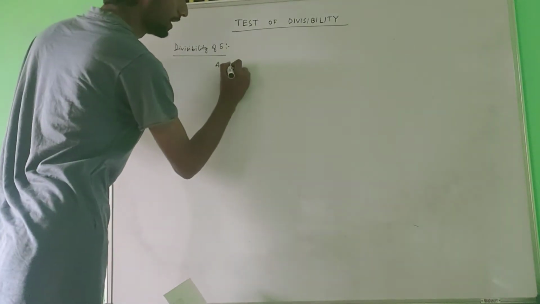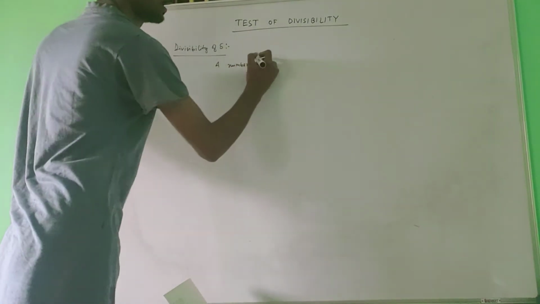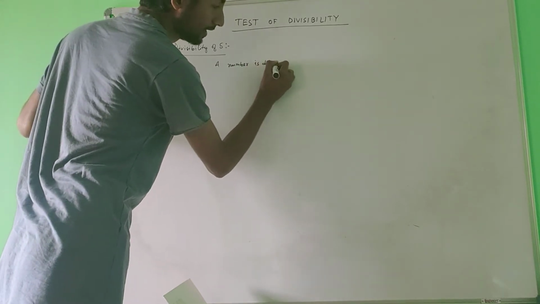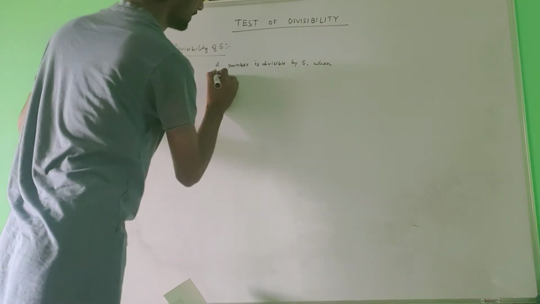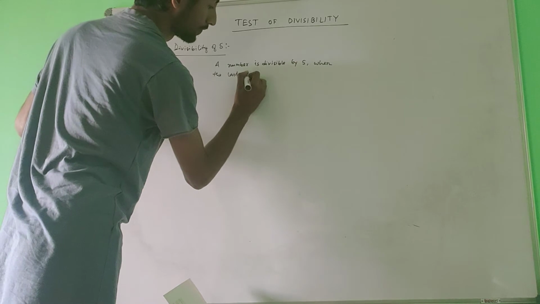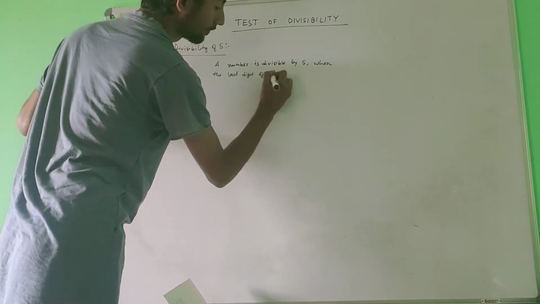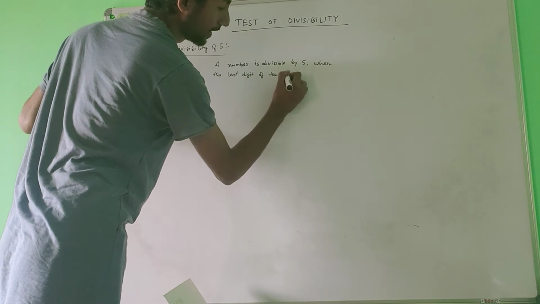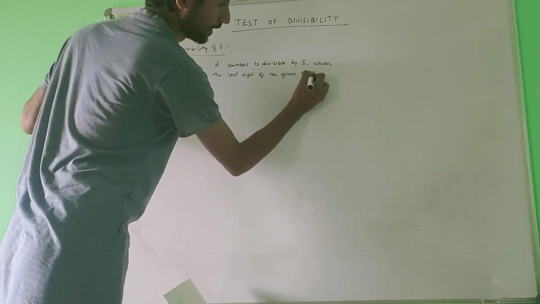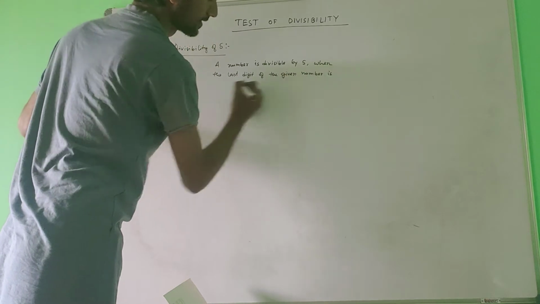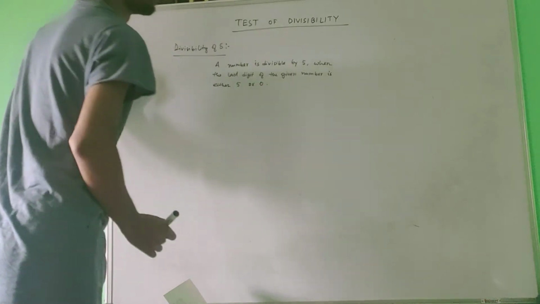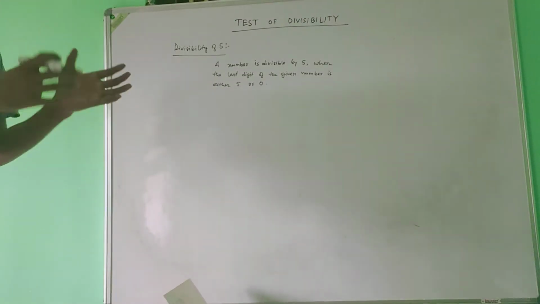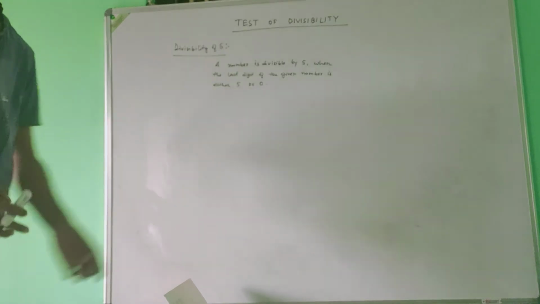Now divisibility by 5. A number is divisible by 5 when the last digit of the given number is either 5 or 0. The last digit has to be either 5 or 0.